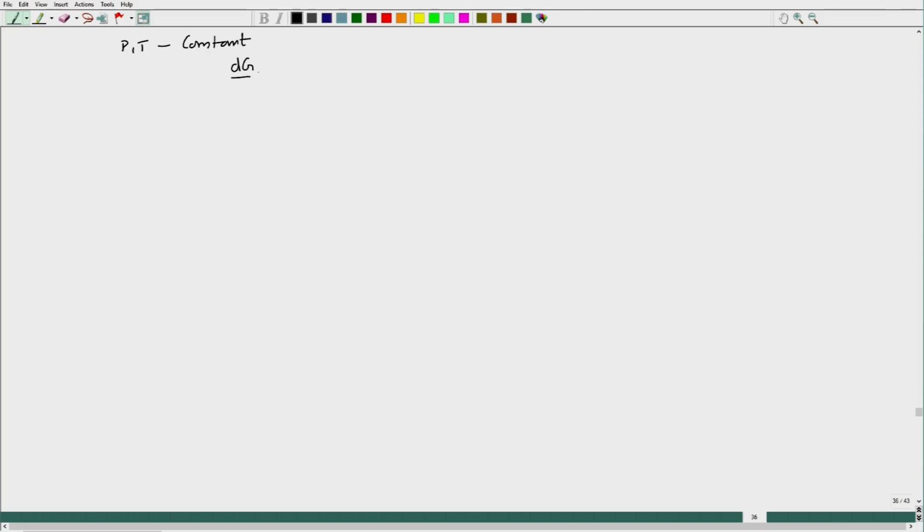In this case PT, let us not write that, since we are taking PT as constant. So, it will be equal to mu 1 dN1 plus mu 2 dN2 plus mu 3 dN3 like this, plus mu i dNi. Now, let us consider that there is a small fraction of change in all the components in that phase. Okay.